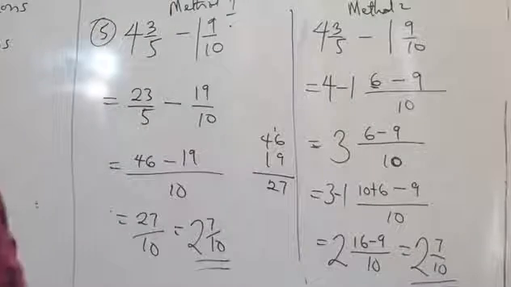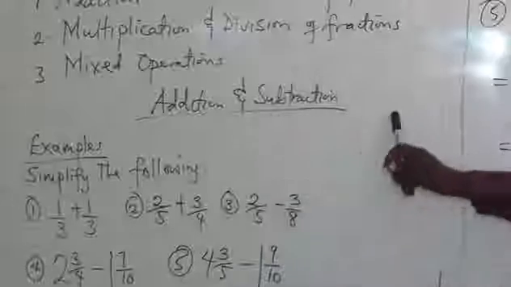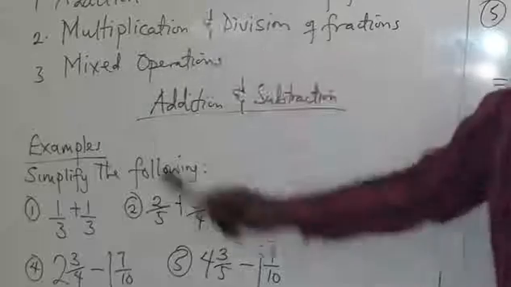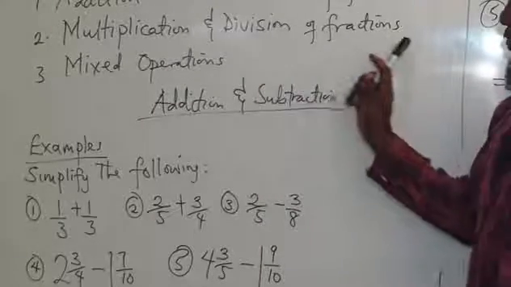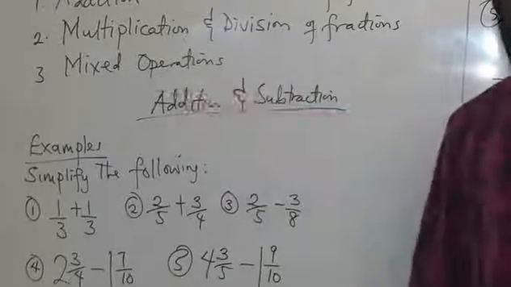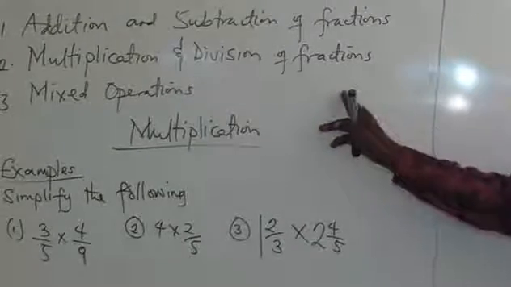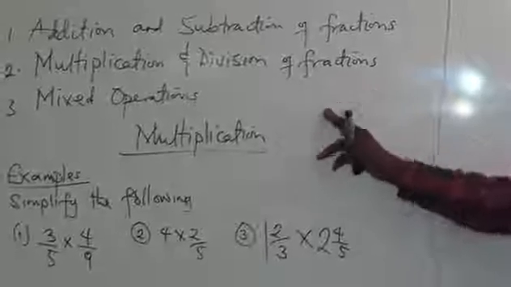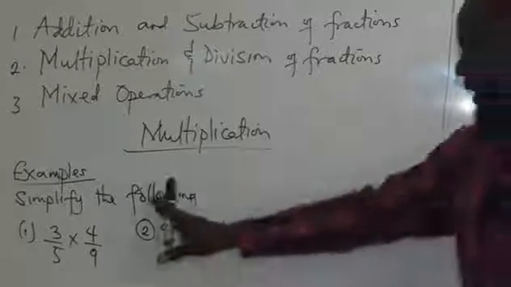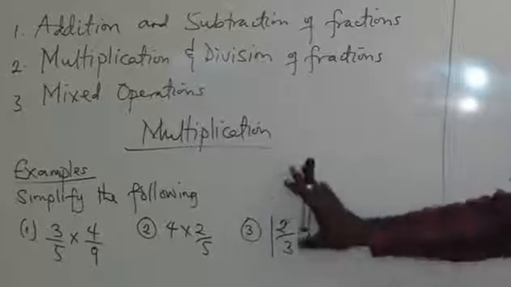So we're going to stop on addition and subtraction. We move to multiplication and division of fractions now before we look at mixed operations, right? So we will start with multiplication before we move to division of fractions. So multiplication of fractions now. Let's look at these examples. How do we solve them?